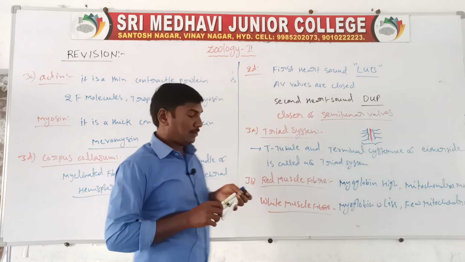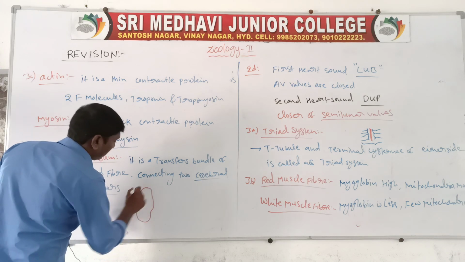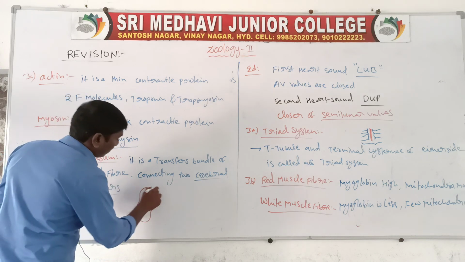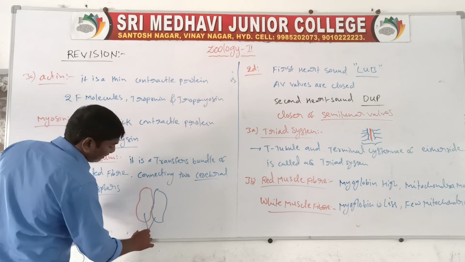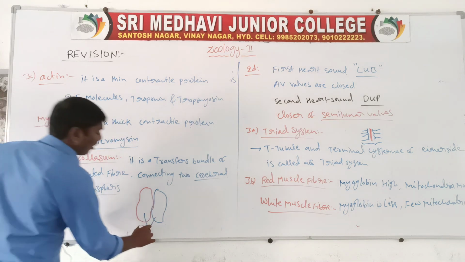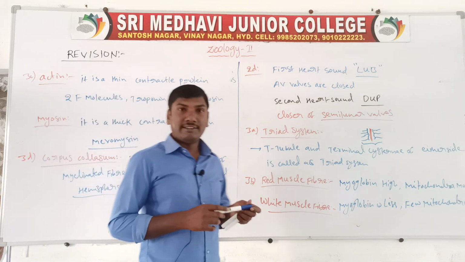Corpus callosum. For example, this is the left cerebral hemisphere and this is the right cerebral hemisphere. Internally, the connection between these two cerebral hemispheres is called the corpus callosum. So these are the very short answers.